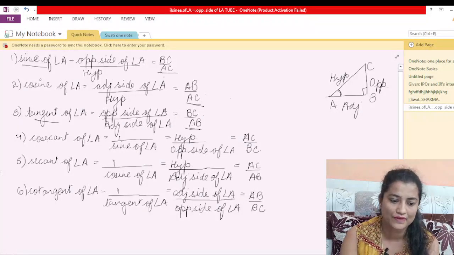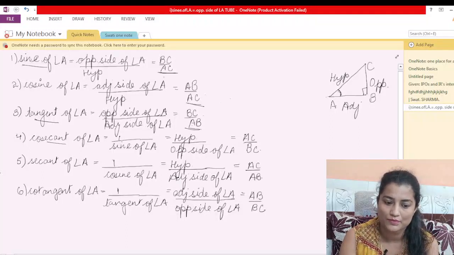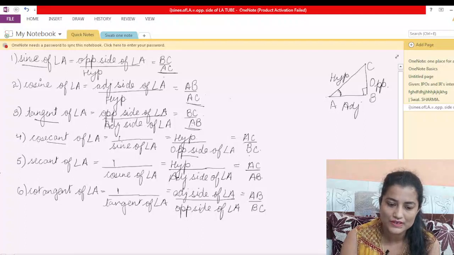Now cosecant of angle A. Cosecant is just the reverse of sine of angle A. Now sine of angle A was opposite side of angle A divided by hypotenuse. Now cosecant of angle A will be hypotenuse upon opposite side of angle A. So in the figure we have hypotenuse as AC and opposite side of angle A is BC. So in short, cosecant of angle A will be AC by BC.